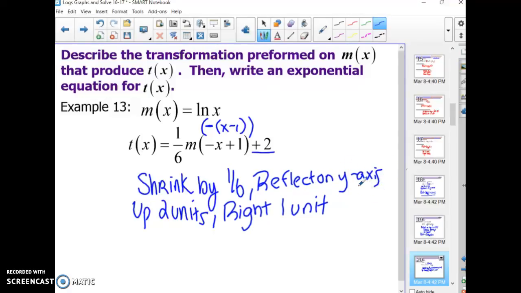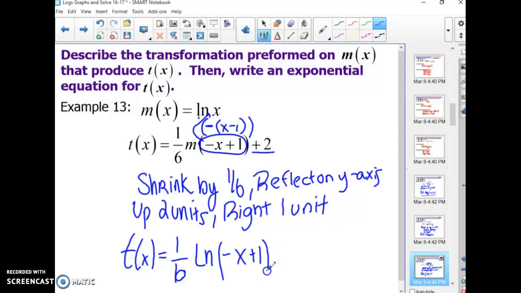So now we go to build our equation t of x. You get 1/6. And then I put in ln. Okay, so now they don't match up, so I've got to put this in to that right there. So I get negative x plus 1, plus a 2, and there is my thing.